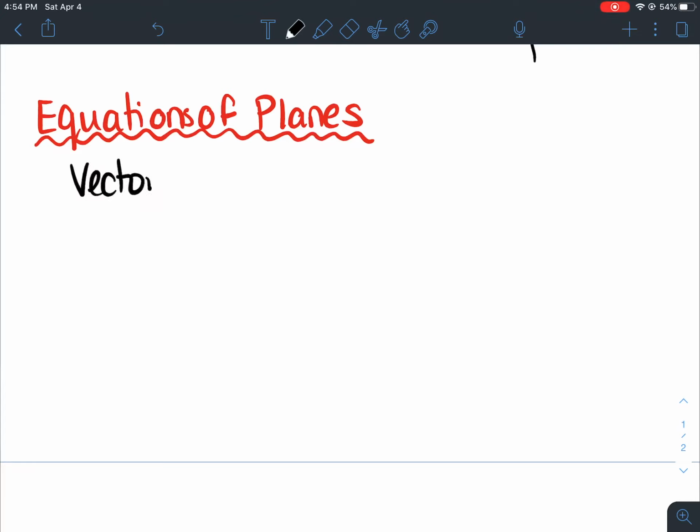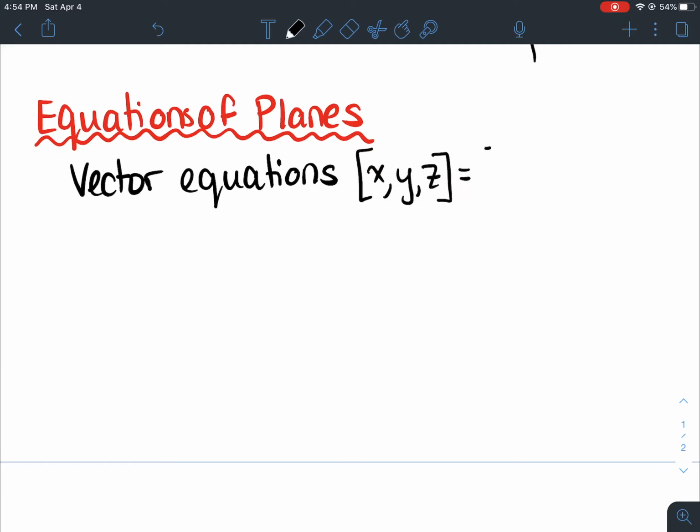So, for example, vector equations of planes. This time we said when we define a plane, we need two direction vectors because one wouldn't be enough to define a unique plane. So our vector equations of planes look kind of like this. X, Y, Z equals, we would still have a position vector that points to a point on our plane, so like 1, 2, 4. And then we would need to have two direction vectors.